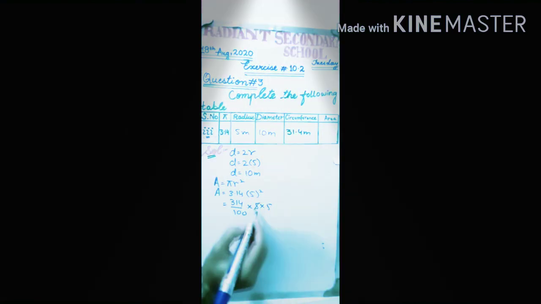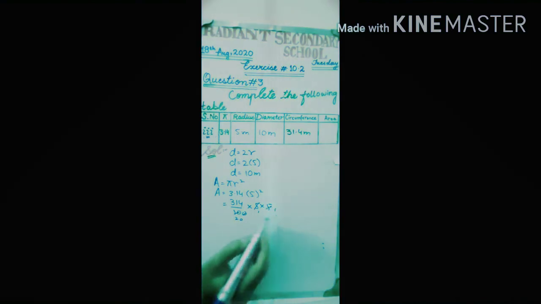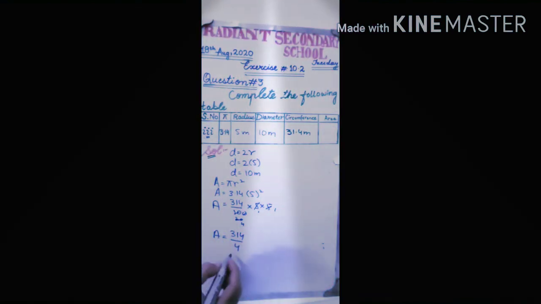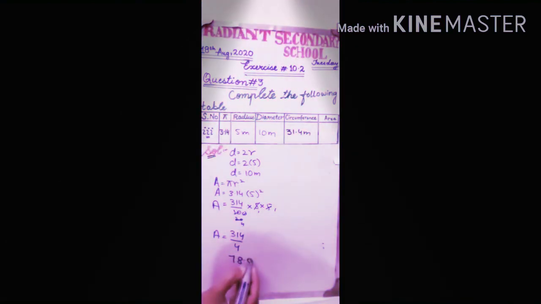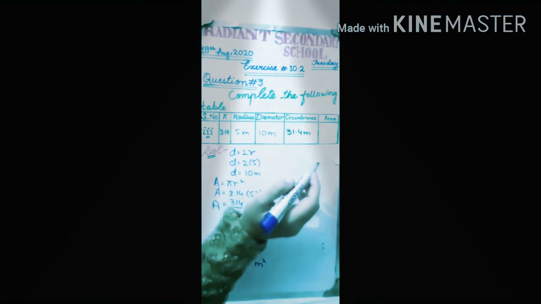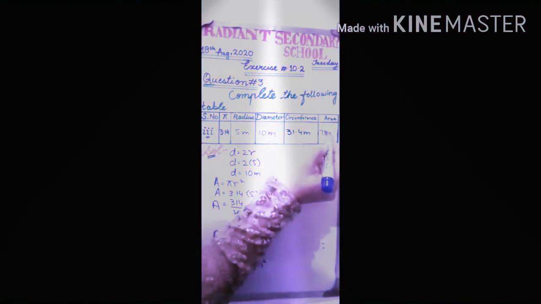Now cut this. 5 ones are 5, 5 twos are 10 and 0. 5 ones are 5, 5 fours are 20. So 314 over 4. Now when we divide 314 by 4, the answer will become 78.5 meter square. That is our required area. So you have to write this area in the table: 78.5 meter square.